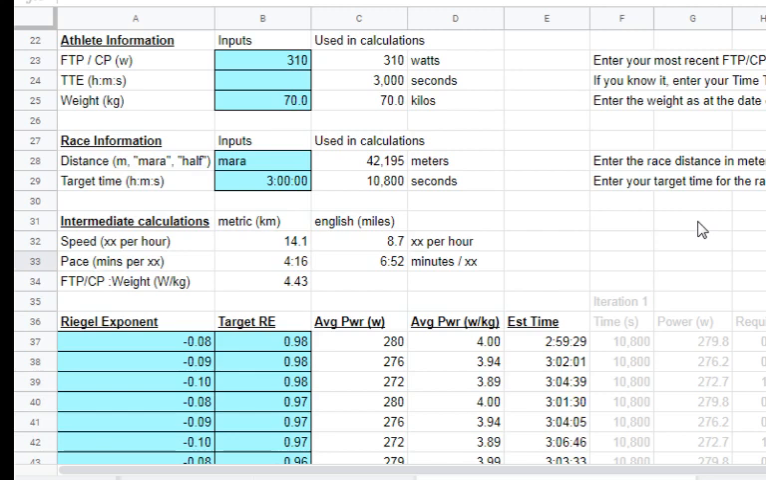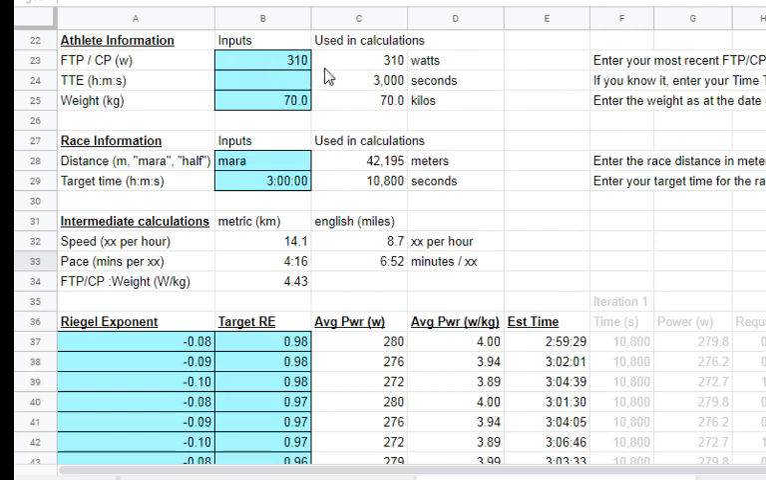So anyway, the question is, can I get to 2:50 with this marathon plan? I don't know much about the runner. I don't know their running effectiveness when they run long tempos or long races, half marathons and marathons. I do know their CP, FTP, and I know their weight. That's all I really know, plus the question, can I get to 2:50? The FTP CP is 310.